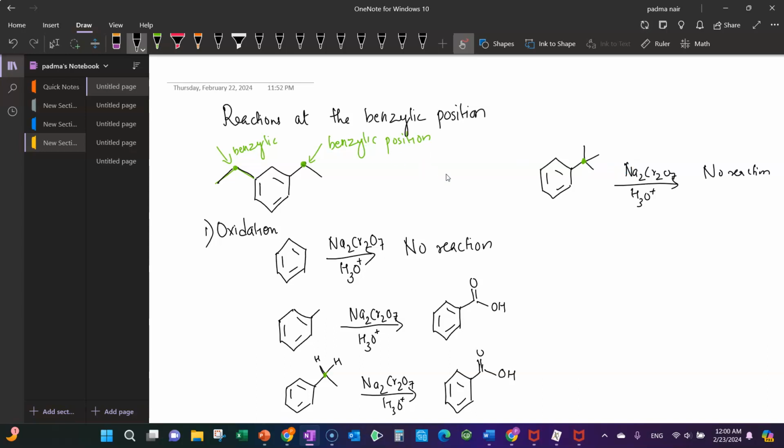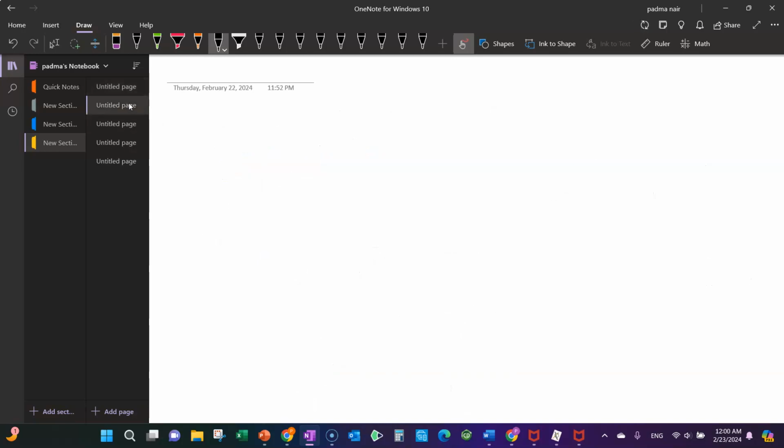This oxidation can also be performed with other oxidizing agents like KMnO4. So sometimes you will see Na2Cr2O7 as your oxidizing agent, and sometimes you will see KMnO4, and both are good oxidizing agents. This is also a good, powerful oxidizing agent. Let's look at the second reaction at the benzylic position, and that is the bromination.